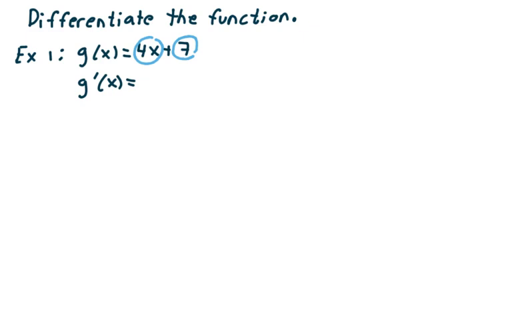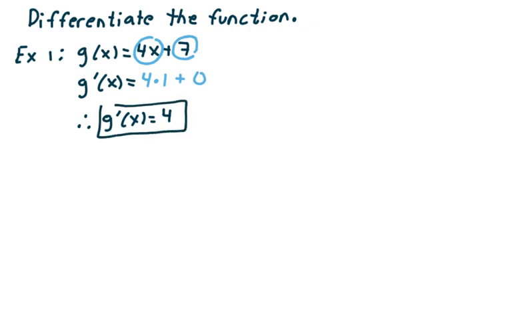Now, g prime of x is 4 multiplied by 1, plus the derivative of 7, which is 0. And notice how I called it g prime of x. I'm absolutely going to look for that. So g prime of x is equal to 4. That's example 1. Let's take a look at example 2.